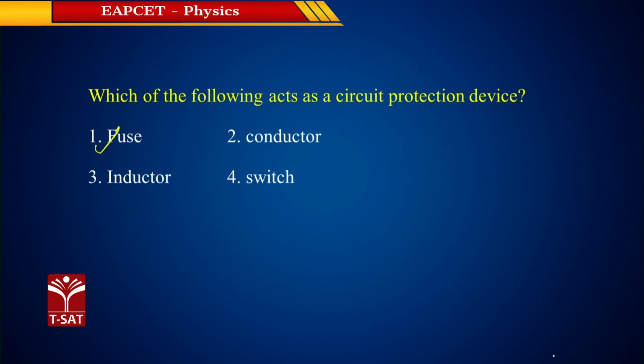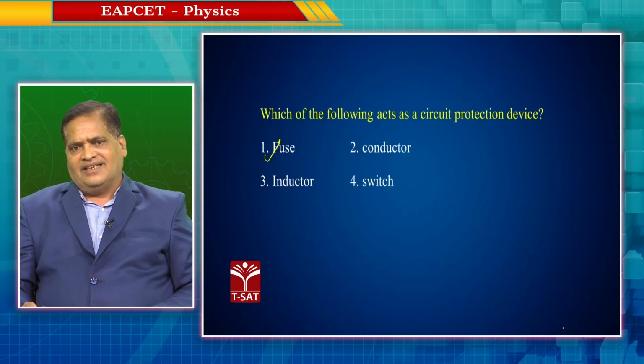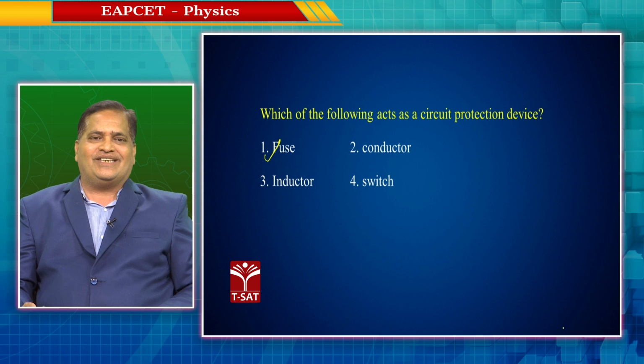Okay, in this you see that the conductor is what? Conductor, easily electrons travel from one place to the other place. Okay. Inductor is also nothing but a resistance that opposes the flow of current. And switch, here on off switch.